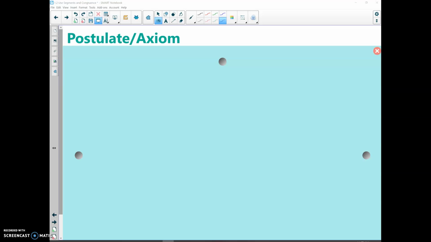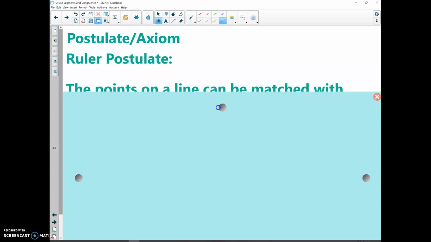Alright, in geometry we are going to have postulates and axioms and definitions and theorems. All of these are very important, so we should be writing these down, and they will need to be memorized and utilized in whatever form we need them to be. So postulate and axiom, write these down here.